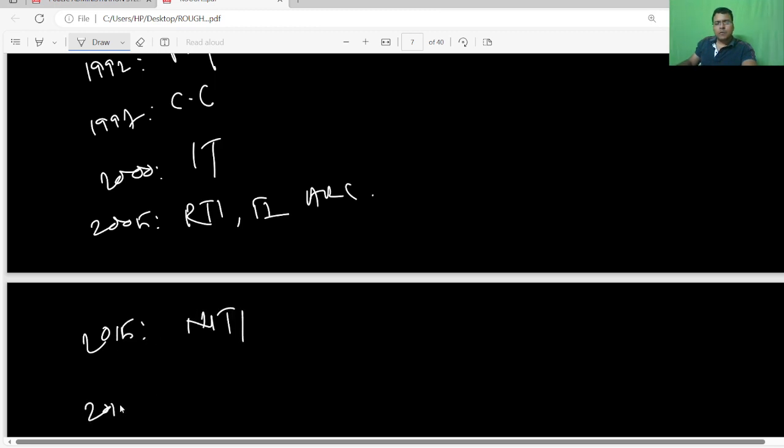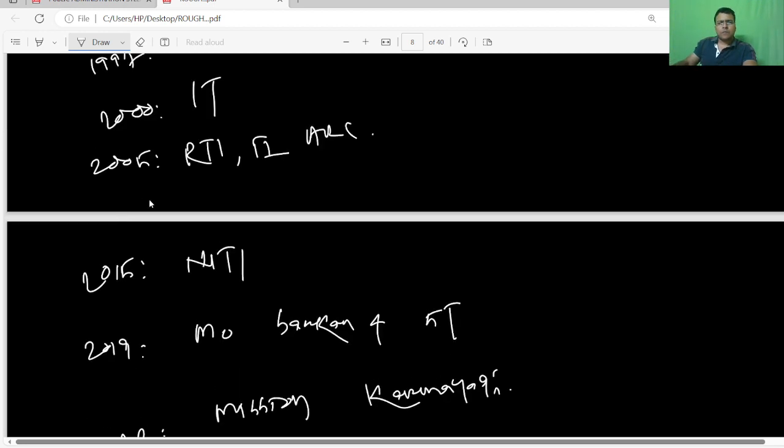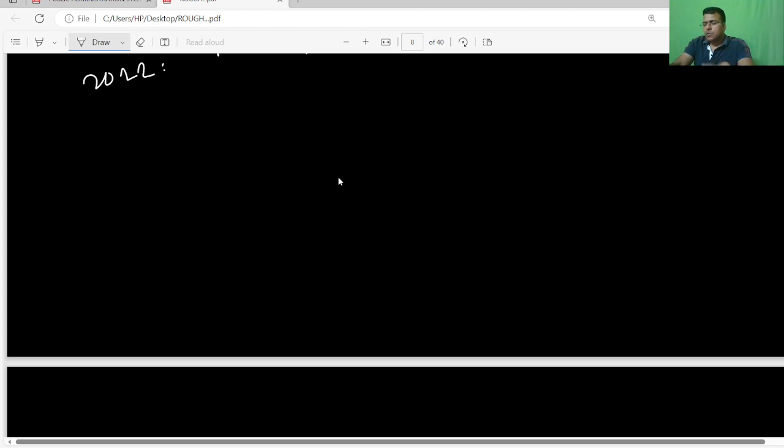2015 Niti Aayog, 2019 Mo Sarkar and 5T, 2022 Mission Karmayogi. So these are some steps. 2013 Lokpal and Lokayukta. So these are some Indian steps, the Government of India's initiatives to ensure development administration in India.